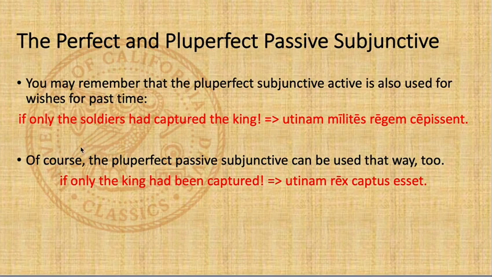You may remember that the pluperfect subjunctive active is also used for wishes for past time. For instance, if only the soldiers had captured the king. In Latin, that's utinam milites regem cepissent, right? That's a pluperfect active subjunctive being used in a wish for past time. Of course, the pluperfect passive subjunctive can be used that way too. If only the king had been captured, utinam rex captus esset. Here is the pluperfect passive subjunctive. If only the king had been captured. The end.